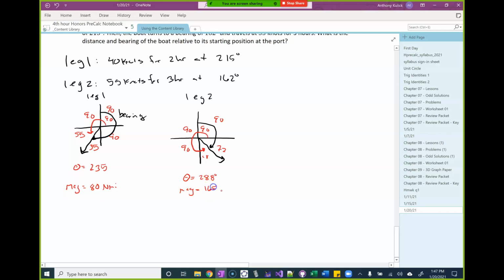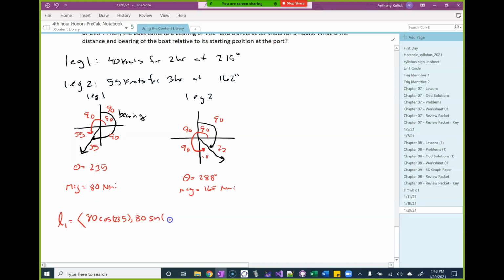And now I'm going to resolve these vectors into component form. So I'm going to call this vector L1. So that's going to be 80 times the cosine of 235, and then comma, 80 sine 235.